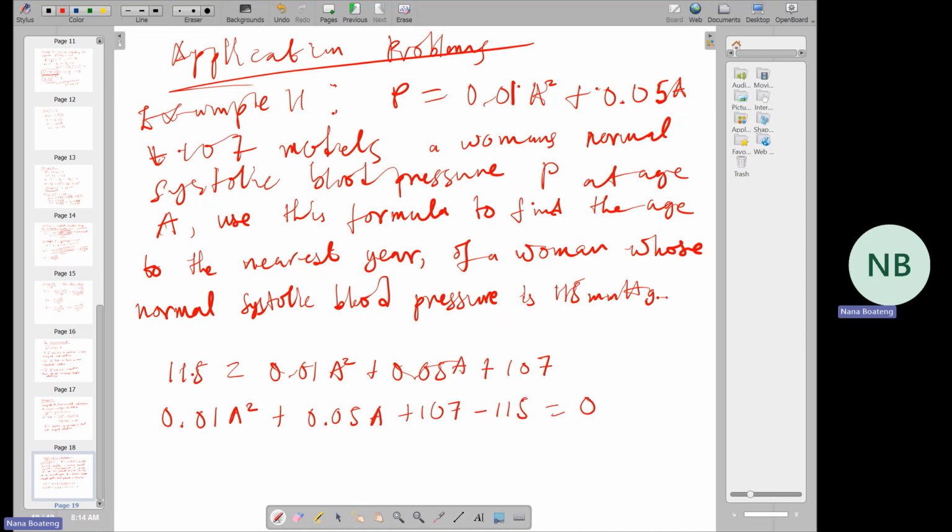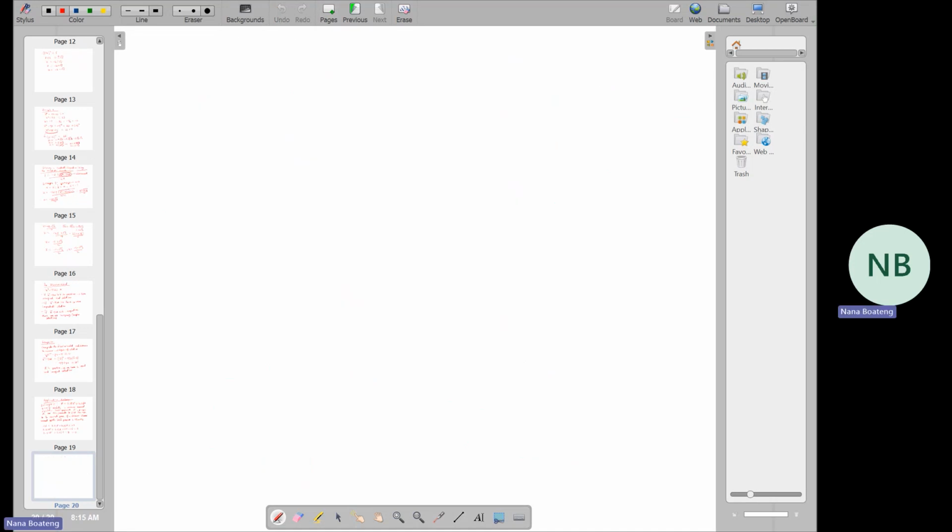And this will be equal to 0. So we have 0.01 a squared plus 0.05 a minus 8 is equal to 0. All right, so we can use the quadratic formula to solve this. We know that the quadratic formula x is equal to minus b plus or minus square root of b squared minus 4ac, divided by 2a. The quadratic formula works all the time. So if you have a problem and you don't know how to use the factorization approach to solve it, the quadratic formula can straight away give you the answer.